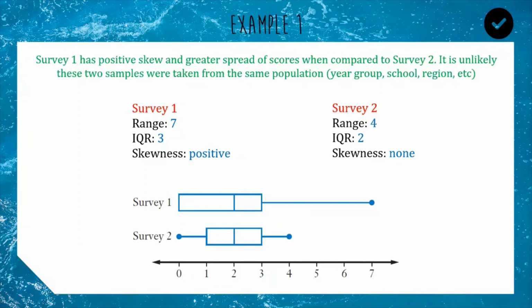So there's a sample answer for you if you're not sure what to write yourselves. And from this, we can pretty safely assume that these two surveys were not taken from the same population because the data is so different. And when I say population, I don't mean the same country population. It could be different year groups, different schools, or different regions. This one here could be a rural region, so there's more spread, whereas this one could be a city region. It's hard to say.